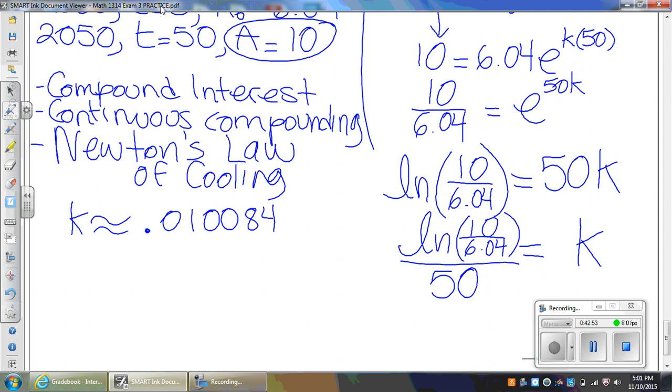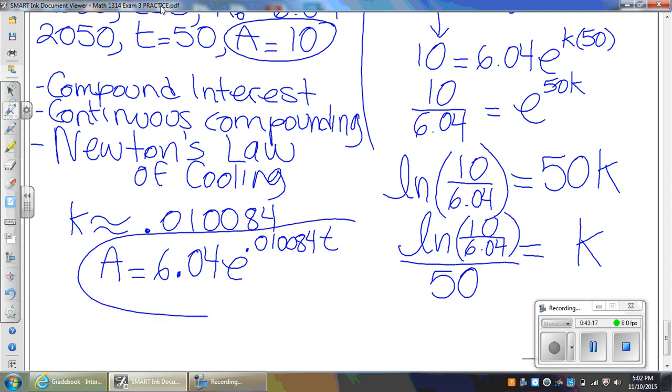Now, the question to this problem was just find the model. So it will be the final amount to be found by using the initial amount, which we were given 6.04 times e to the power 0.010084 times t. And that will be the answer to that problem.